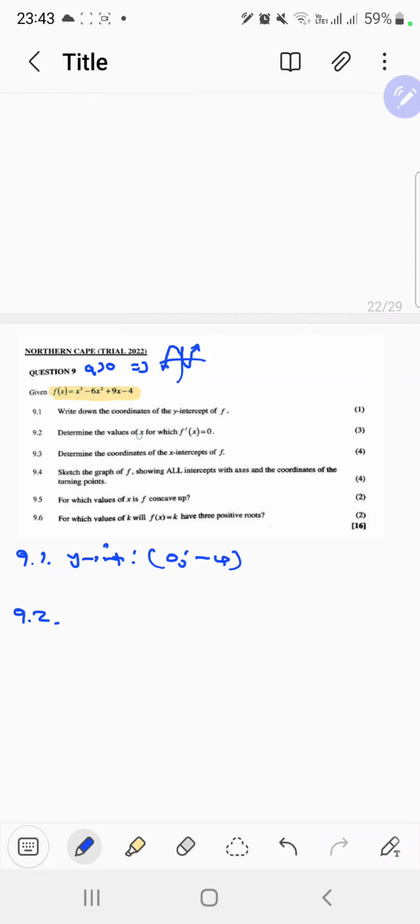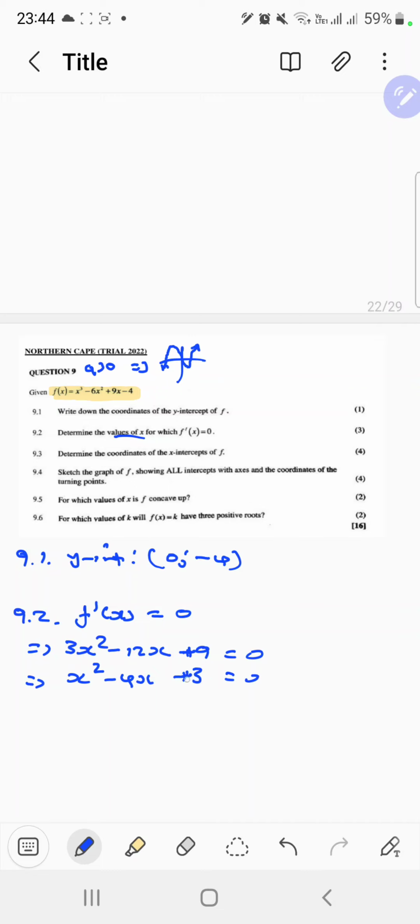9.2. Determine the values of x for which the first derivative of f is equal to 0. So basically this is an indirect way of saying find the x coordinates of the turning points. So we know that the first derivative being equal to 0 implies we derive there, it's going to be 3x squared minus 12x plus 9 is equal to 0. We can divide throughout by 3. This is x squared minus 4x plus 3 equal to 0.